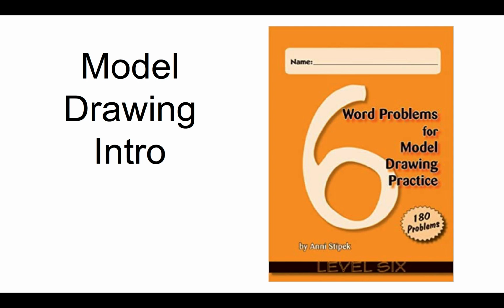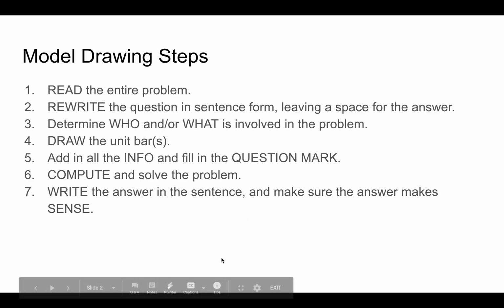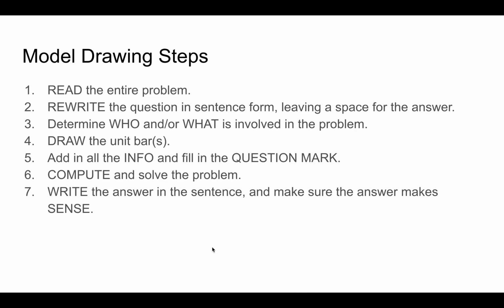And when you're done, you're going to send me a picture of your completed problem, which should look really similar to mine. So for model drawing, there are 7 steps. The first is to read the entire problem. The second is to rewrite the question in sentence form, leaving a space for the answer. The third, determine who or what is involved in the problem.